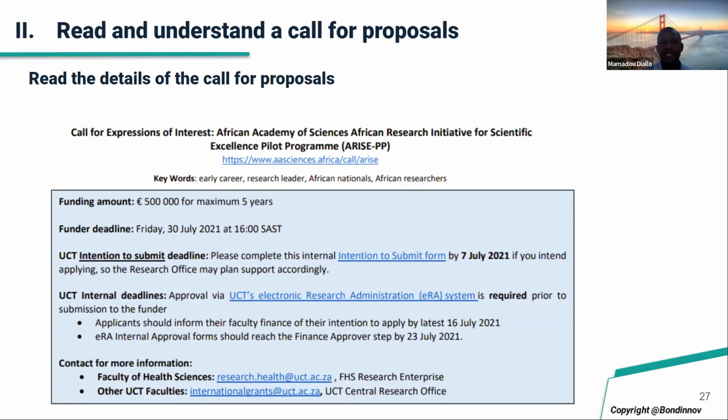And the funder deadline is mentioned also: the UCT intention to submit deadline and the UCT internal deadline. You also have a contact for more information. Here they show you the deadline, but also an information link. You can send your emails, or you can call to have more information.